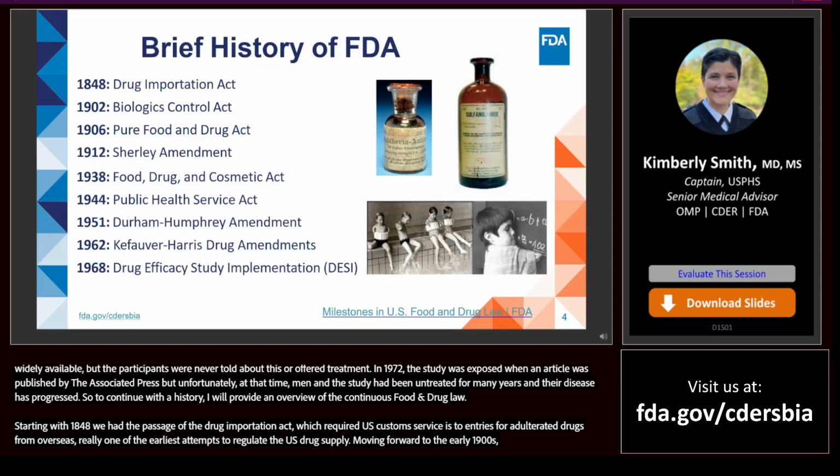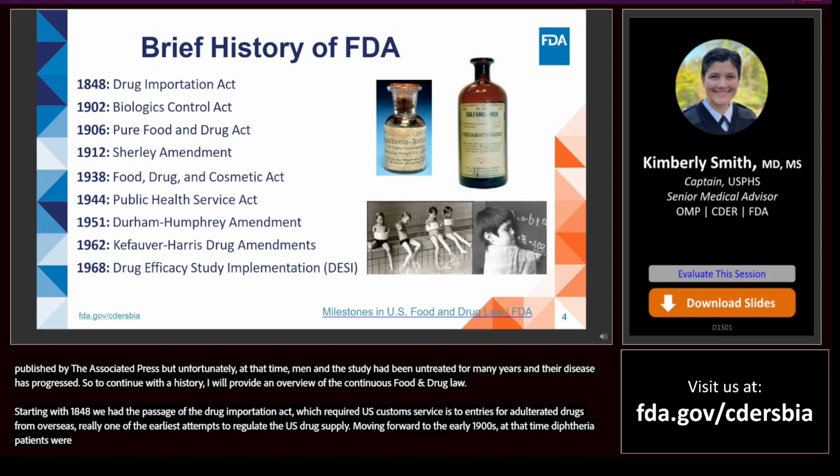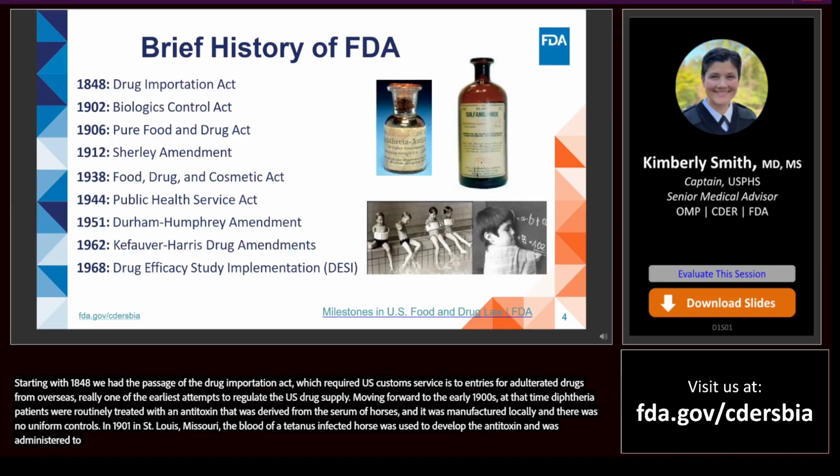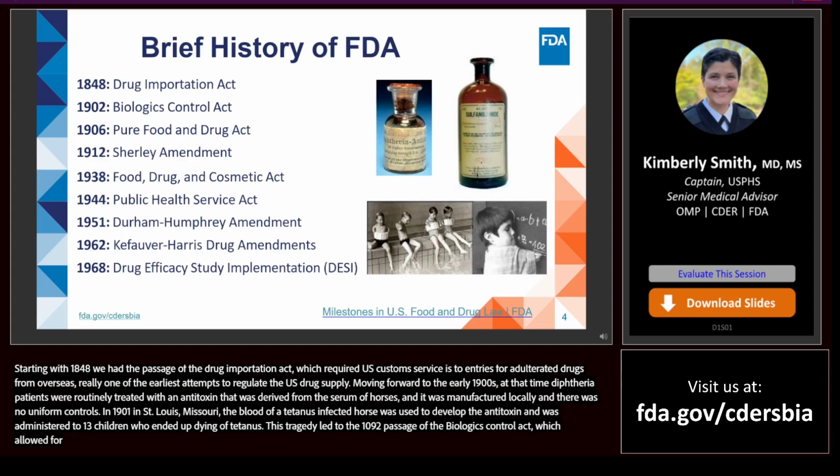Moving forward to the early 1900s, at that time, diphtheria patients were routinely treated with an antitoxin that was derived from the serum of horses. The horse serum was manufactured locally and there were no central or uniform controls. In 1901 in St. Louis, Missouri, the blood of a tetanus-infected horse was used to develop the antitoxin and was administered to 13 children who ended up dying of tetanus. This tragedy led to the 1902 passage of the Biologics Control Act, which allowed for the first controls over processes used to produce biological products, including vaccines, serum, and antitoxins.